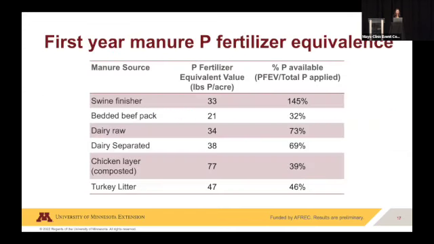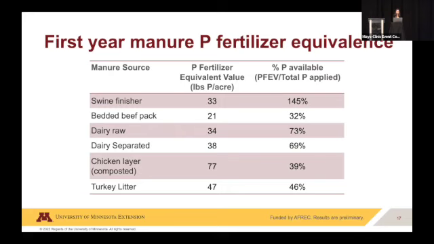So here's our phosphorus equivalent value. Swine finisher manure was 33 pounds per acre. Bedded beef pack was 21. Raw dairy was 34. Dairy separated was 38. So I thought that again was interesting that it had slightly more phosphorus available. Chicken layer was 77 and turkey litter was 47.